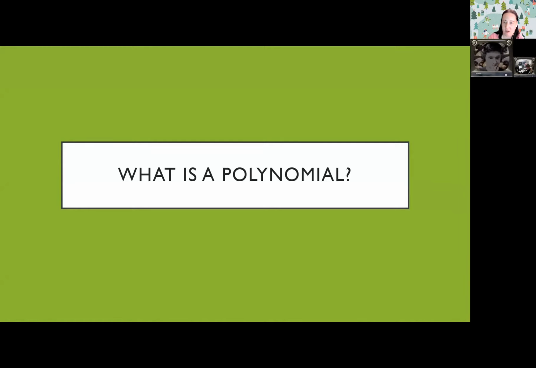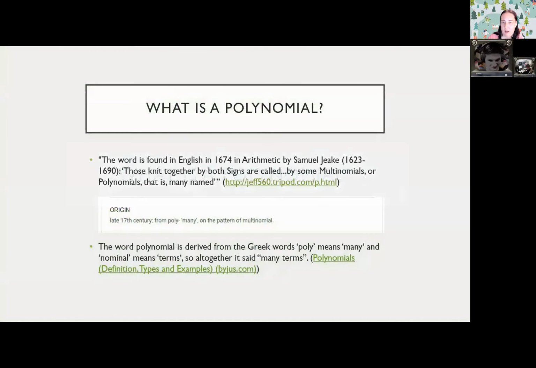So this is just kind of an intro to what they are. I like to introduce some history behind all this stuff, which you can tell from the discussions we do. You do some research on the history of algebra. Finding the history of polynomials was a little hard, but I did manage to find that the first time the word was actually used in English was 1674. And he said, those knit together by both signs are called by some multinomials or polynomials, that is many named.